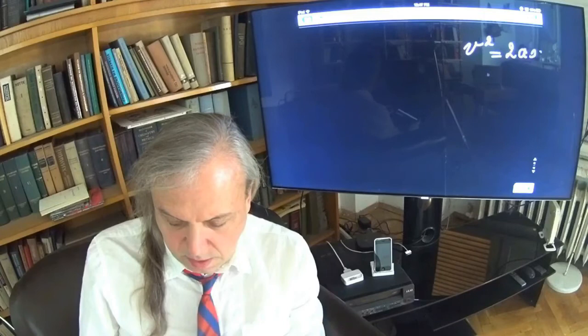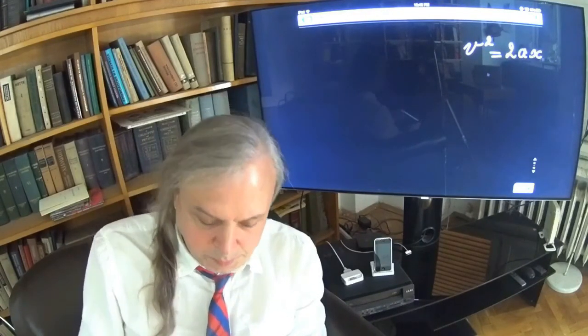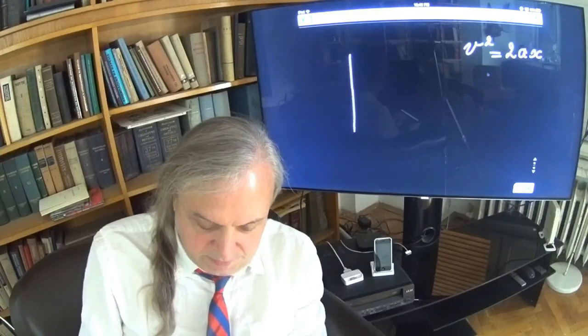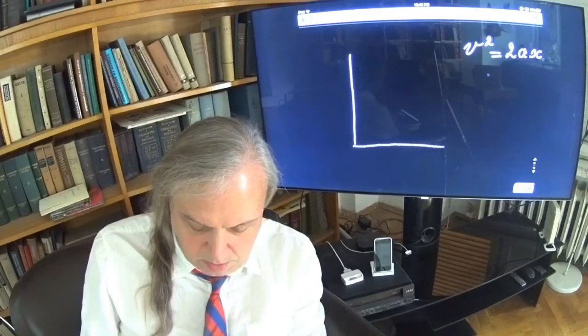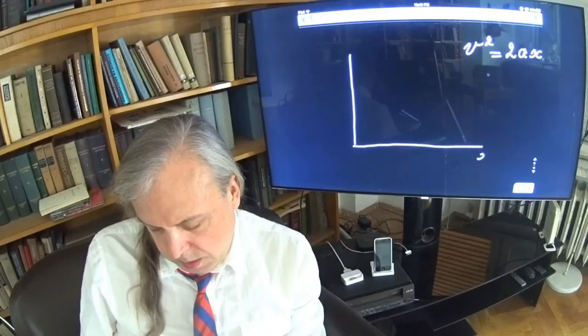To illustrate this, we'll go back to the absolute equality we've already derived based on absolute truths of physics. V squared equals 2ax. This was derived based on the definitions of velocity and acceleration. Here is the graph of this parabola. X, V.